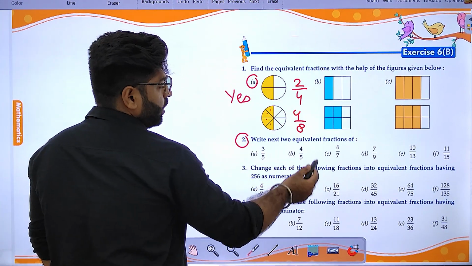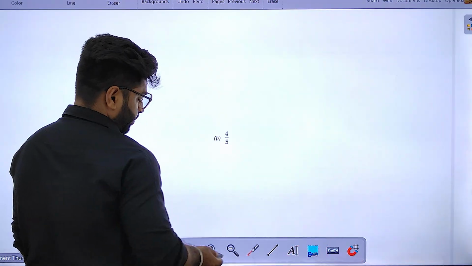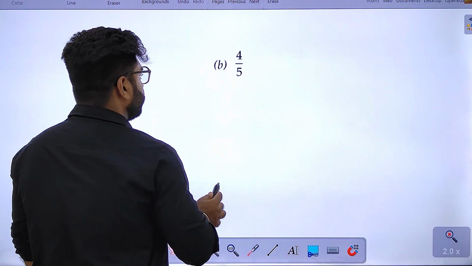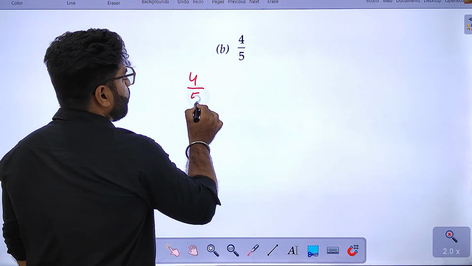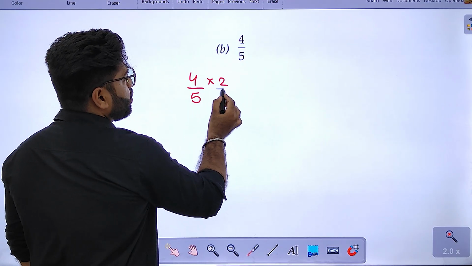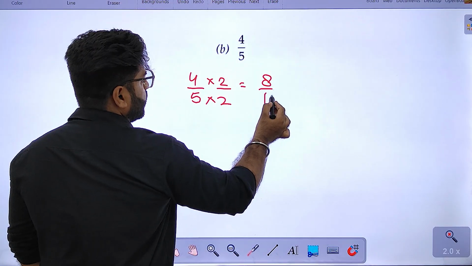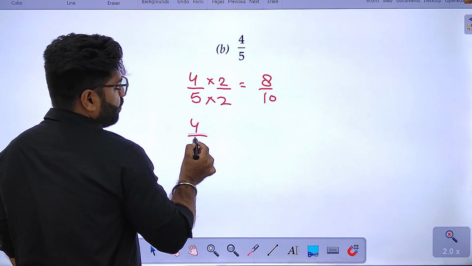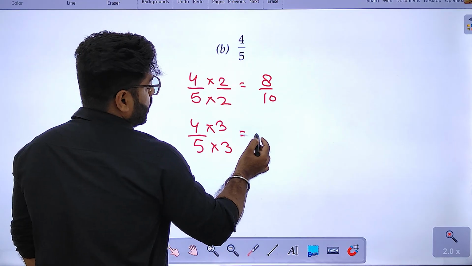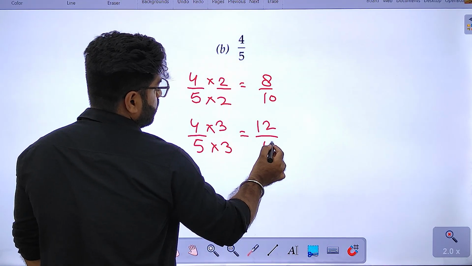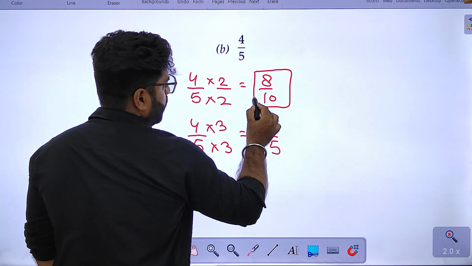Next is question number 2. Write next two equivalent fractions. So here we are having B part, that is 4 by 5. So we are going to multiply by 2, so we are having 8 by 10. Next we are having 4 by 5 into 3 by 3 equals 4 3s are 12 by 15. So these are the next two equivalent fractions.